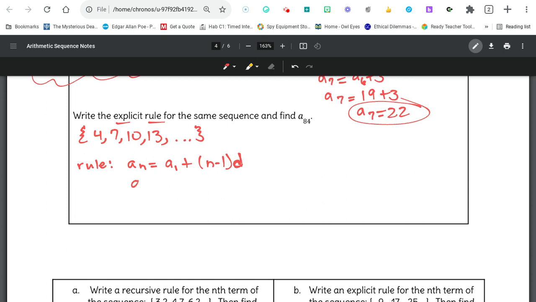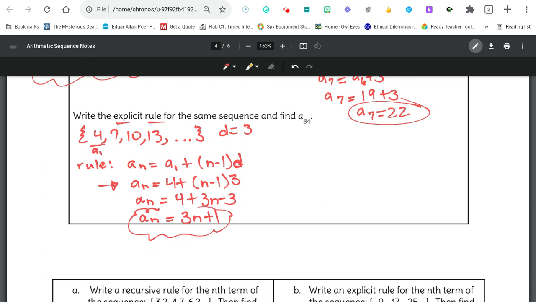All right, I'm going to keep n. Replace a sub 1 with the first term. That's 4. The common difference is 3. And then just simplify. Again, some people stop right here. I simplify mine. It's going to be 3n minus 3, and then I combine like terms. 4 minus 3 is 1. So this is the rule that I write.